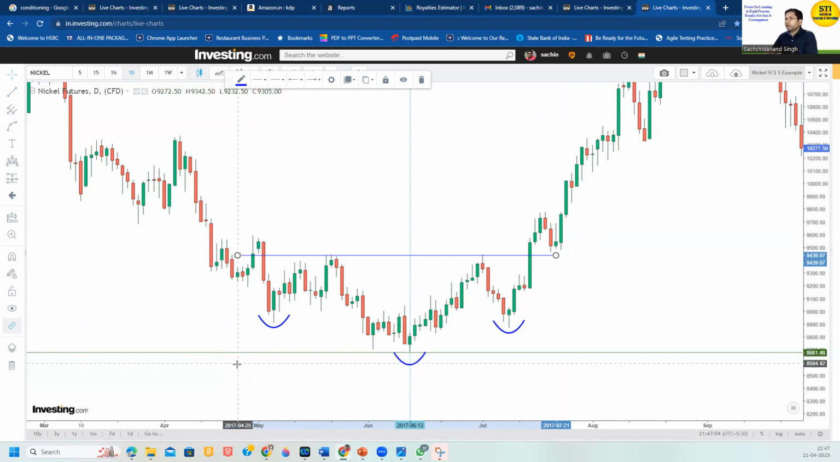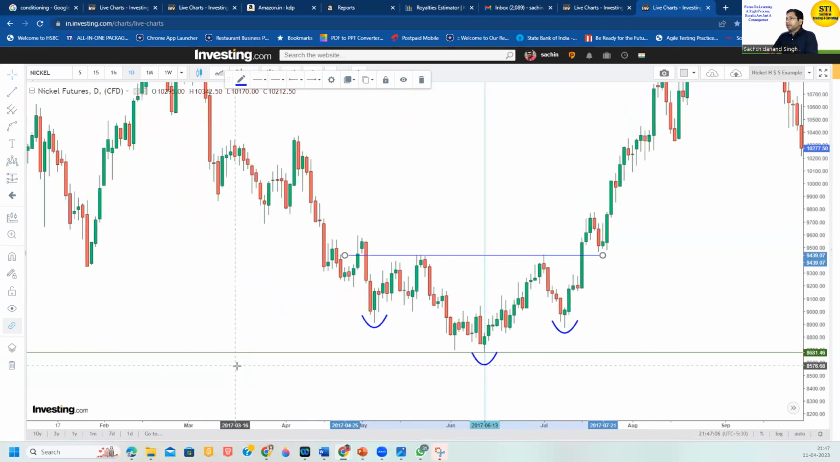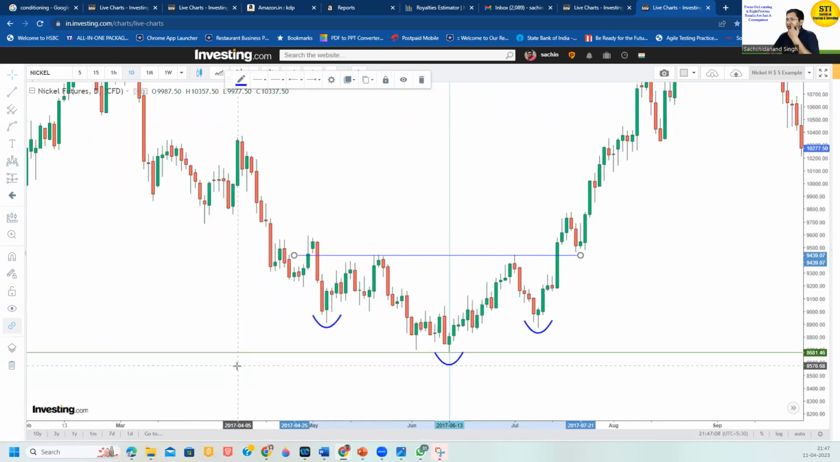I'm just repeating once again. In an ideal scenario, this pattern should appear at the bottommost point. That means there should not be any price point or any movement further below where we are identifying the head. And two higher low points, left and right, and the neckline.